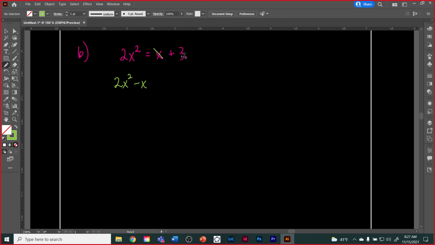And then we do the same thing with the 3. Okay, move the 3 over to the left side. So we subtract a 3. And then we set it equal to 0 because we canceled these out, so what's left? A 0's left. Now it looks a little bit better, doesn't it?